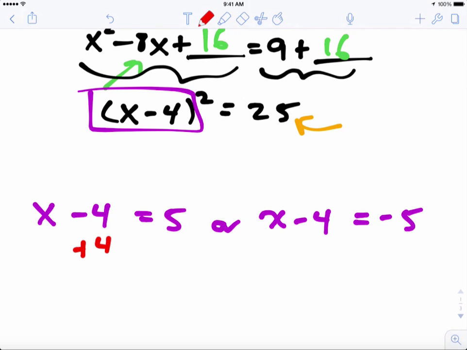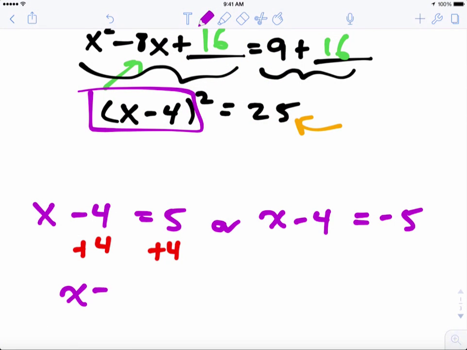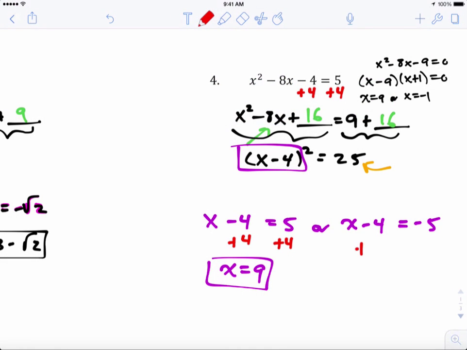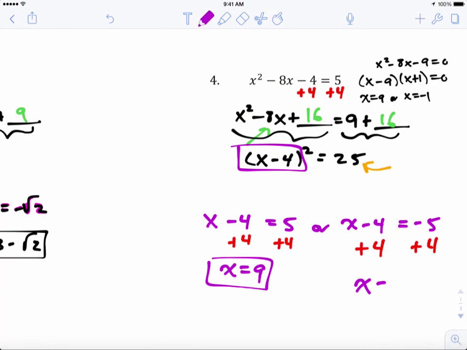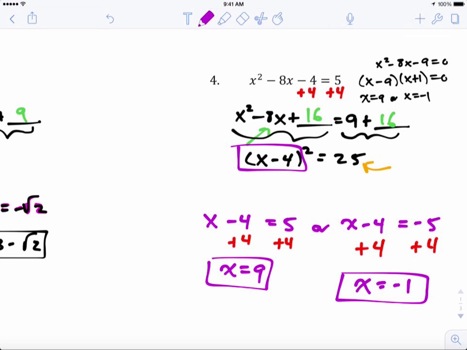If I add 4 to both sides of the equation, our first solution is x equals 9. Is that one of the ones we got before? It is! And if we add 4 to both sides of our other equation, we find our other solution, x equals negative 1. That was the other solution. So, hey, listen, solving by completing the square always works.